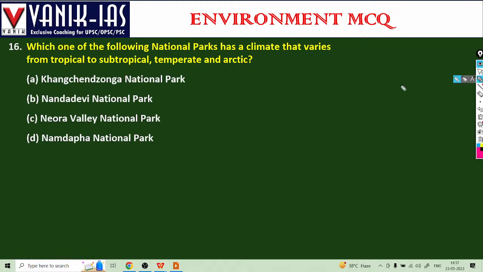Which of the following national parks has a climate that varies from tropical to subtropical, temperate to arctic? Tropical to subtropical. What do you mean by tropical? Tropical means high rainfall. High rainfall areas are called tropical areas.